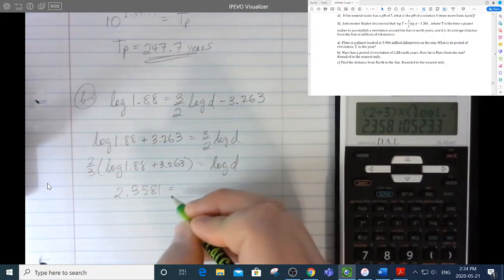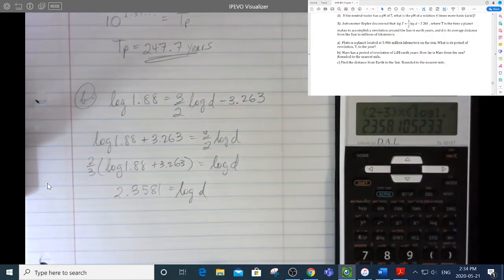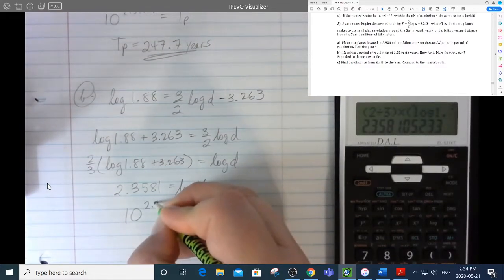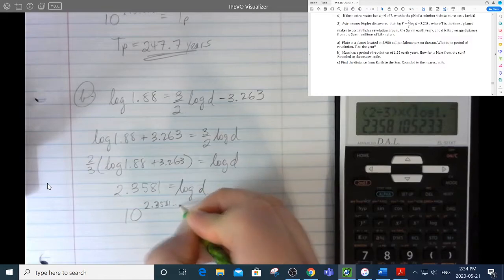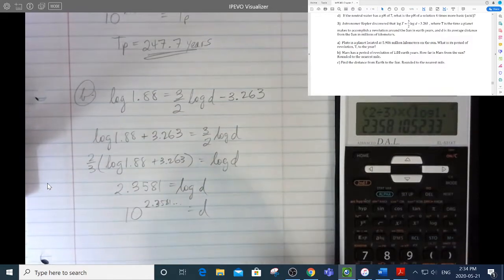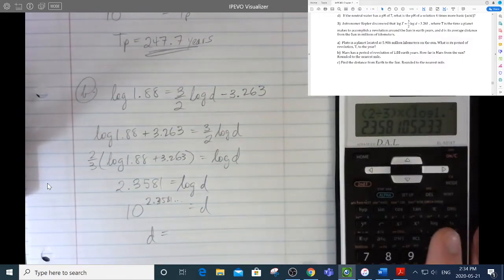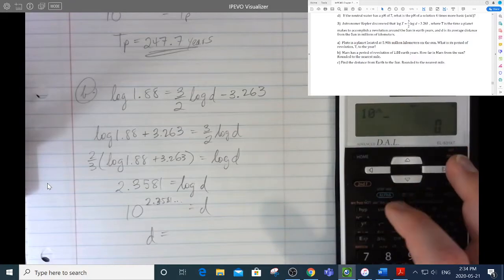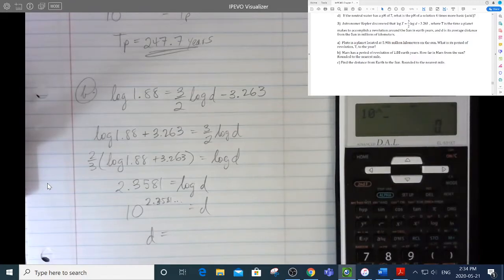2.3581 is equal to log of d. So that means 10 to this power, 3581 and so on, is equal to d. So d is equal to, and here's how I'm going to do this. I'm going to go 10 to the power of, and then go down to that answer button again. So alpha, answer, equals.